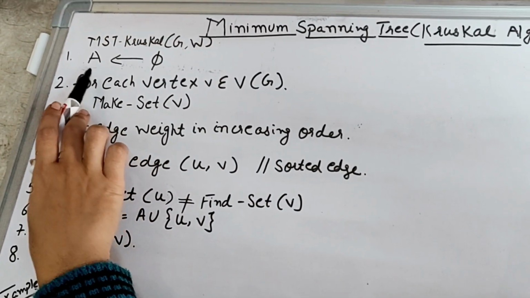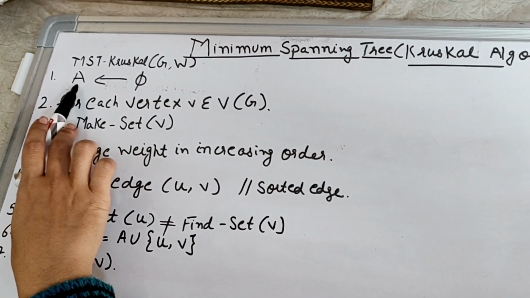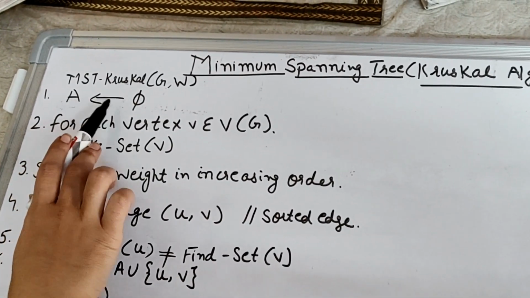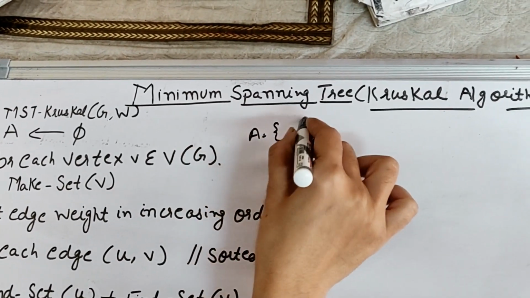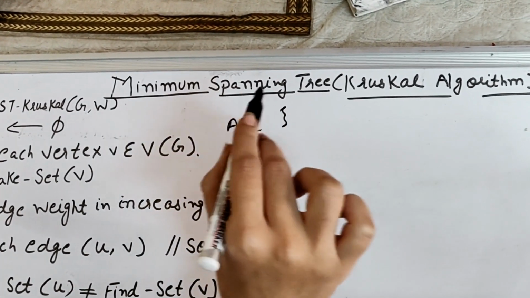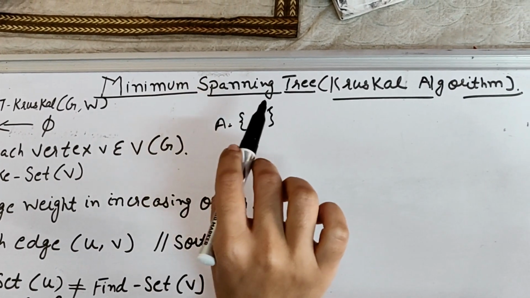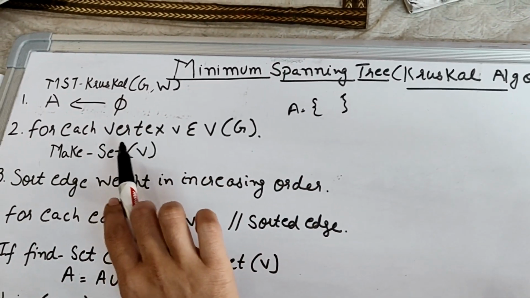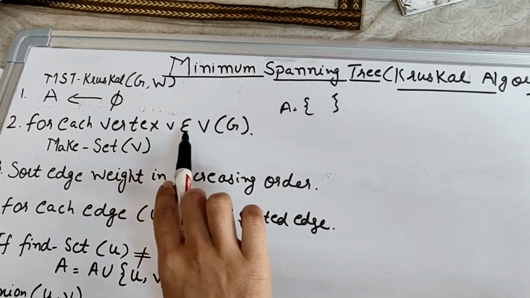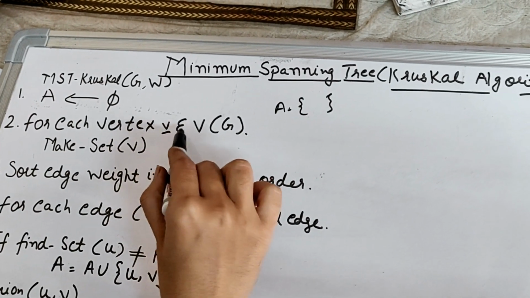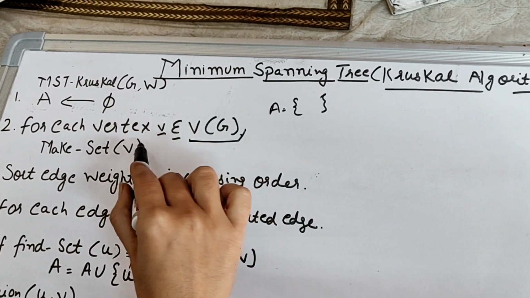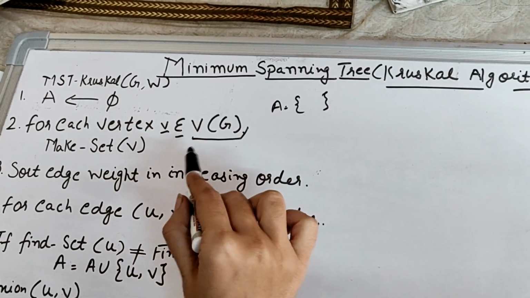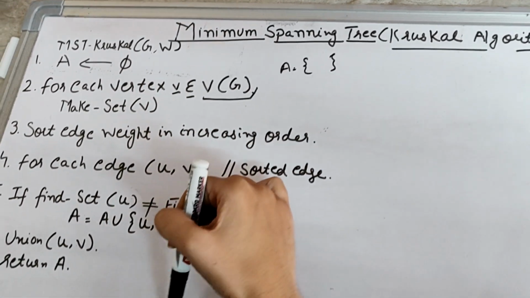First of all, you have to create a data structure over here. I am taking a variable named A, which is initially empty. We don't have anything in this particular data structure. After that, we have to take each vertex that belongs to the vertices of the graph and make a set. That means we have to consider each and every vertex of the graph.